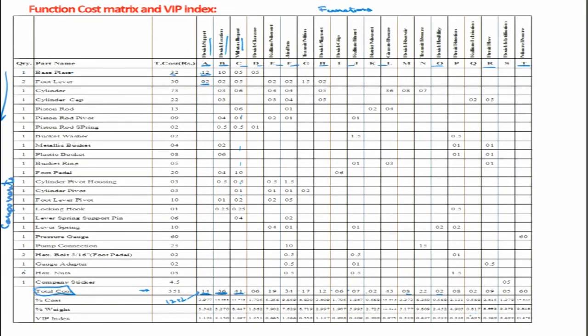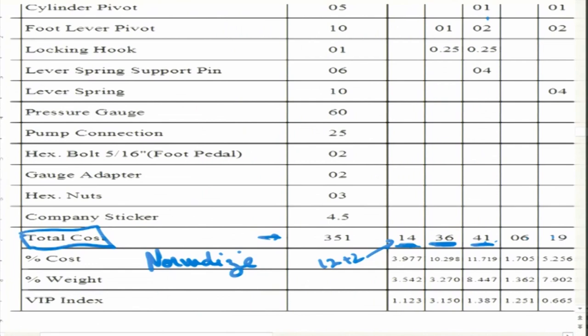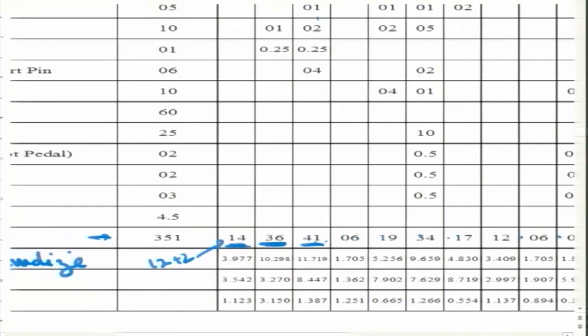We have the percentage cost, and we are normalizing this again. This is the total cost for each function. The total cost for all these components is rupees 351, which is the cost of my product, and the total cost of the functions also has to be this one, rupees 351. So this is the total cost for each function separately in the columns.